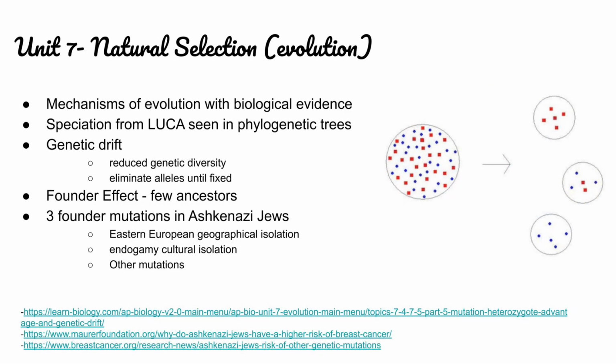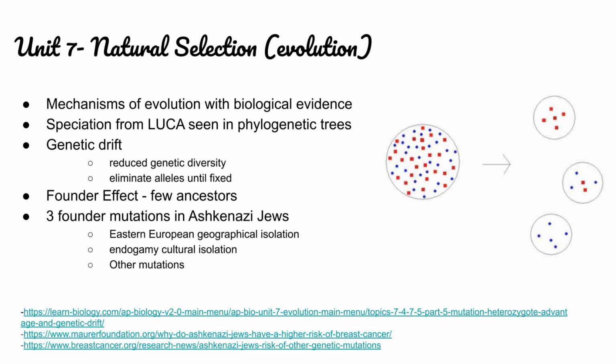Unit 7 explored the mechanisms of evolution with biological evidence in our structure, like homologous and analogous structures. Additionally, it talked about speciation from our ancestors, which we can draw out in a phylogenetic tree. One mechanism of evolution is genetic drift, which reduces genetic diversity, and it eliminates alleles until some of them become fixed and more constant. One type of genetic drift is founder effect, and it's caused when you have a few ancestors that are reproducing and creating a colony.